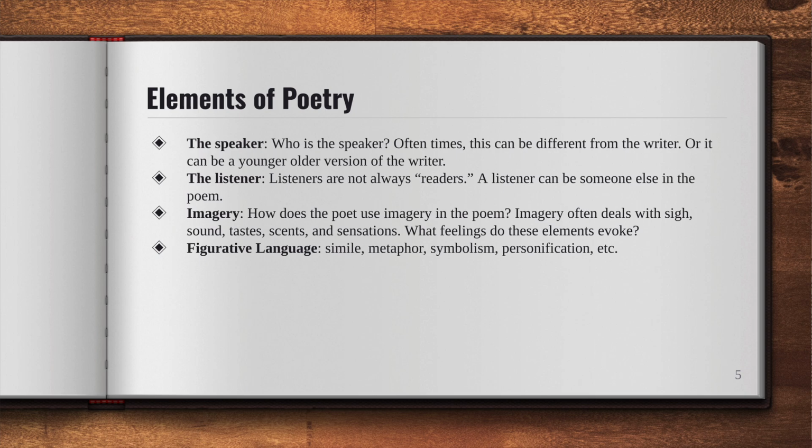Next, we have tone. So what's the mood or the vibe? Is it sarcastic, hopeful, angry? We have imagery. So what do you see, hear, or feel? So how do they use imagery in the poem? Usually it deals with sight, sound, taste, smell, sensations, and think about what feelings these elements are trying to evoke. Next, we have figurative language. So these include metaphor, simile, personification, etc. And we're going to talk about these a little bit more in detail later on in the unit. But ultimately, these tools really just help us understand what the poem is doing and why.